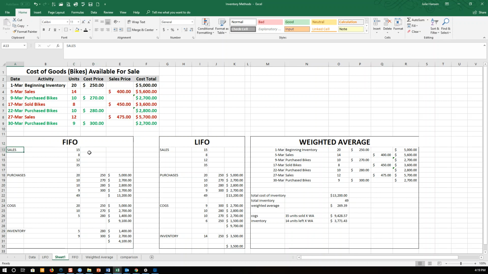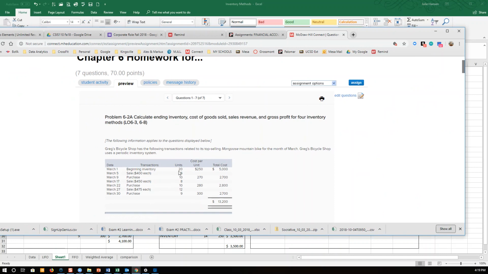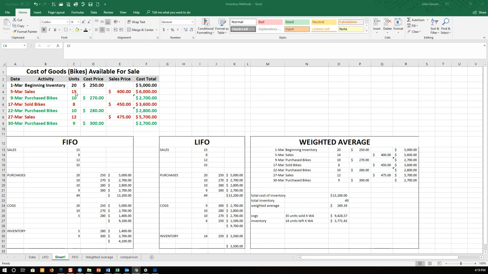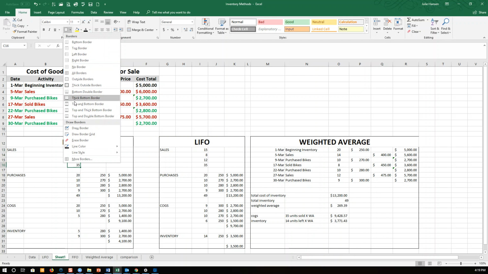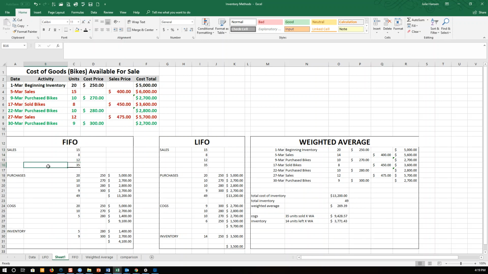So you can see that what I've done is listed the sales. So here was my 15 sales, and actually this number is wrong. So there we go, I have 15 sales, just so you keep track here. There's my beginning inventory of 20, sales 15. Okay, I goofed a bit. Okay, now I've corrected it. So my sales are 15 sales, 8 sales, and 12 sales, right? Totals 35 sales. So let's make a little top and bottom border there. That is my total sales, so I know I sold 35.